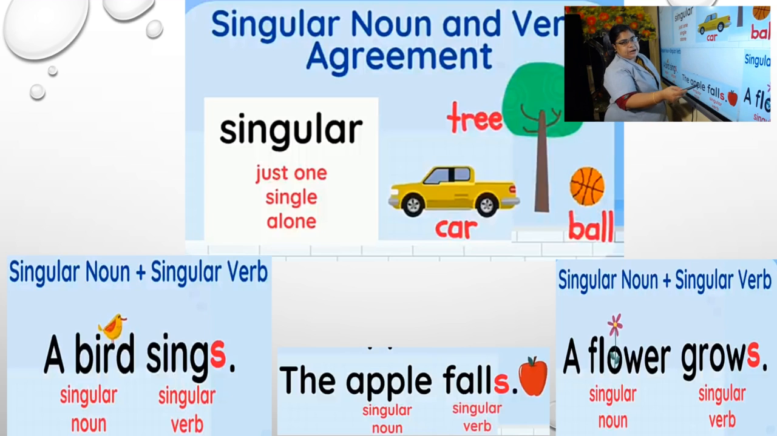Look at the next one. Apple falls. Apple is a singular noun and falls is a singular verb. You add S to the word fall. Next one, a flower grows. A flower is a singular noun and grows is a singular verb, where you add S to that. So the only point you want to remember here is, singular noun means just one, single, alone. So it needs the help of someone, so it is adding S to all the verbs that follow.